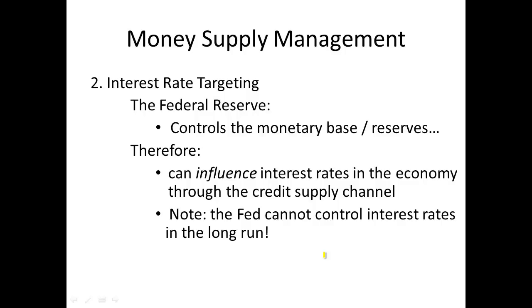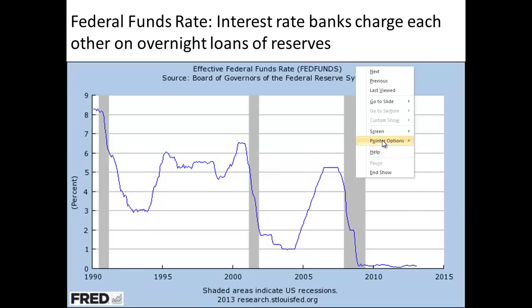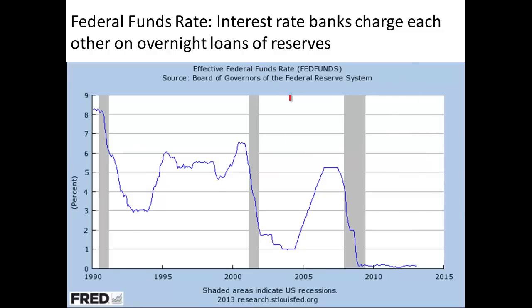So the Fed can manipulate rates in the short run, but in the long run, they ultimately are a function of market forces, supply and demand in credit markets. Let's take a look at some interest rates in the U.S. economy, and we'll talk about how the Fed operates here. Start off with what's known as the federal funds rate.